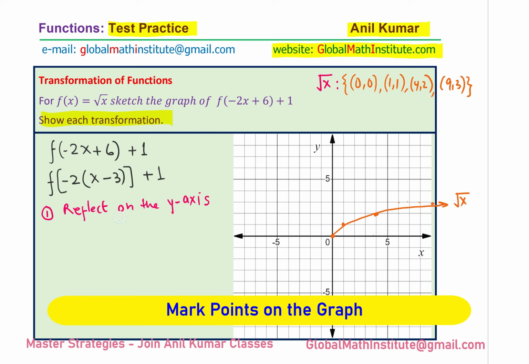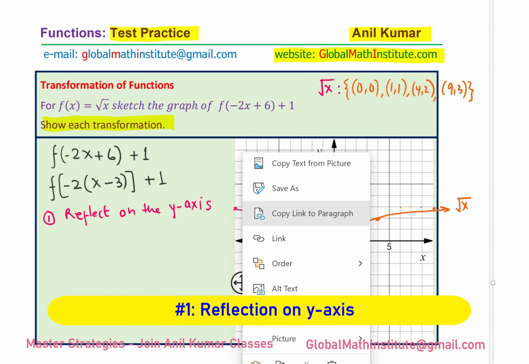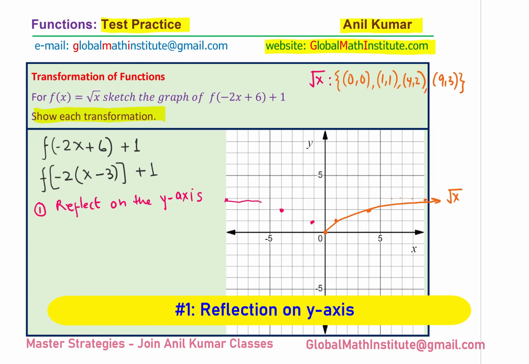Now when we say reflect on the y-axis, it means all these points will flip to this side. You get the idea, right? So at minus 1 we are going to get 1, at minus 4 we are going to get 2, and at minus 9 we are going to get 3. So we are reflecting all these points. So our graph will now be, let me redraw. Is that clear to you? Not a good graph, so let me go like this. Correct. So that becomes the reflection on the y-axis.